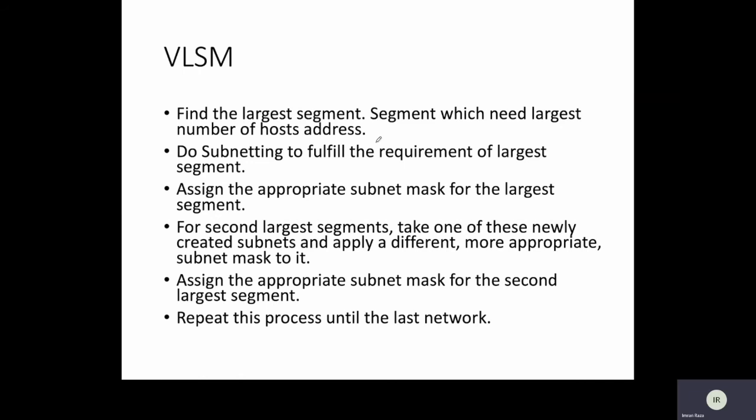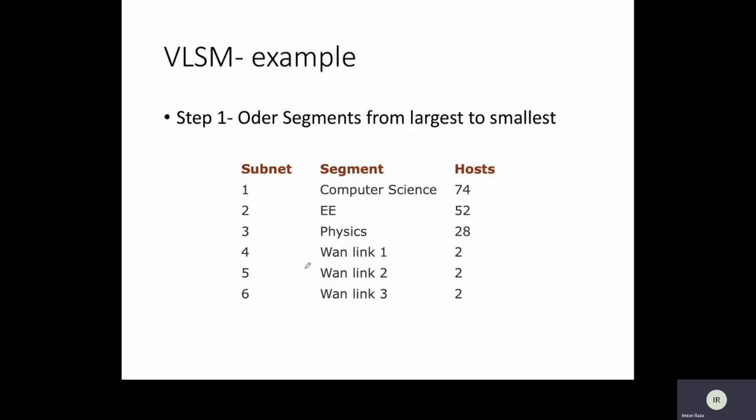So we will arrange the requirements in such a manner that we deal with the largest segment first. We first do the subnetting to fulfill the requirement of the largest segment and assign the appropriate subnet mask to it. Then we take the next largest segment in sequence, assign the subnet mask, and keep repeating this step until we are done with all segment requirements. Let's try to understand this with the help of an example.